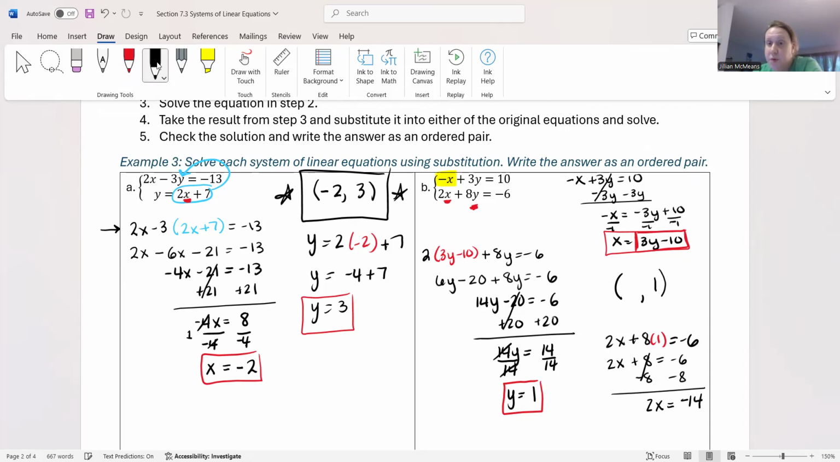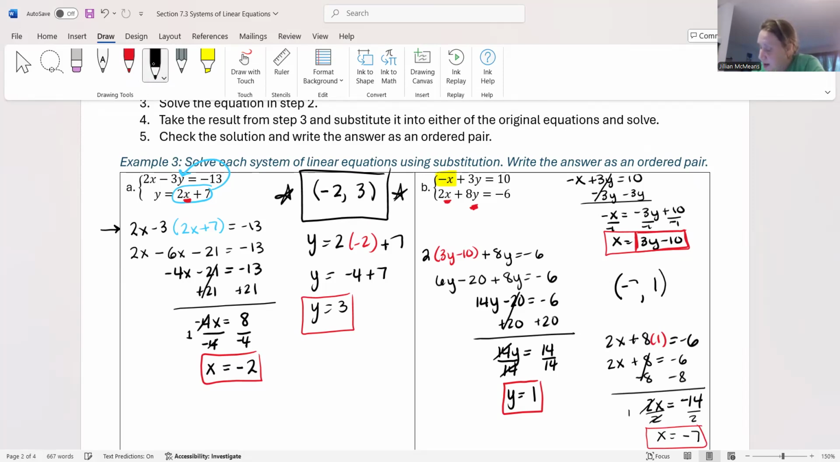I need to undo the multiplication of 2 and x. So I would do that with division. Divide both sides by 2. 2 divided by itself is 1. 1 times x is x. And then negative 14 divided by 2 is negative 7. So there is the x coordinate of our ordered pair, and we do want to go ahead and write our final answer as an ordered pair. That is absolutely how you represent your answer to a system of equations.